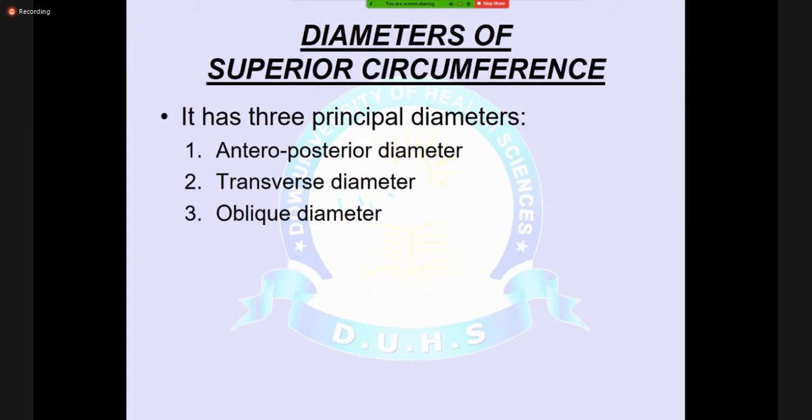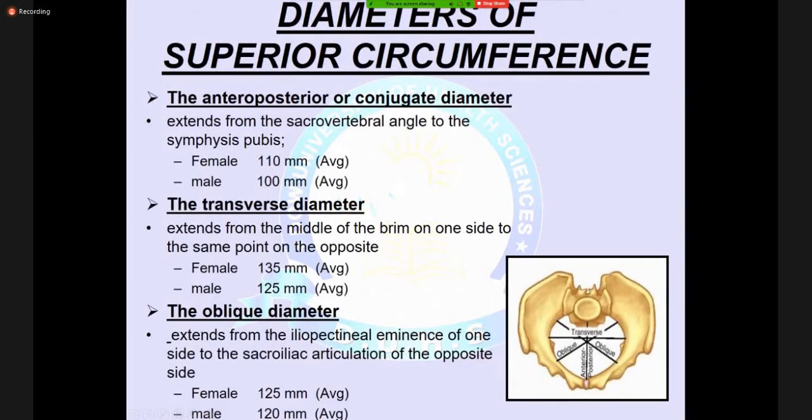So the pelvic cavity is measured in an anterior-posterior diameter, which is also called the conjugate diameter. It's measured in a transverse diameter and an oblique diameter. Now, in this diagram, you can see the anterior-posterior diameter, which extends from the sacrovertebral angle right straight up to the pubic symphysis.